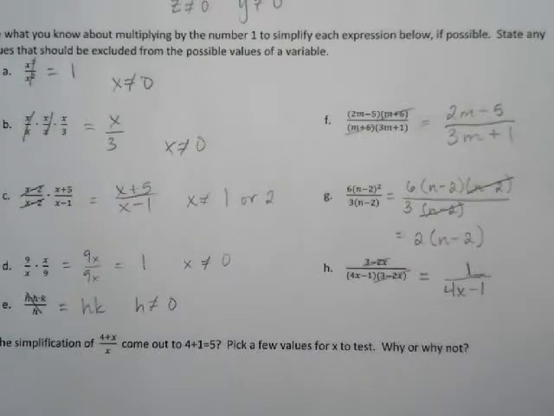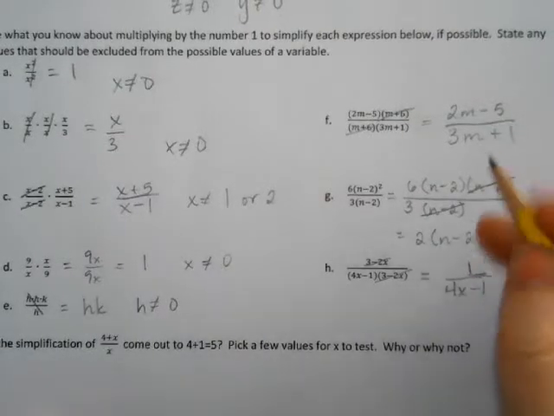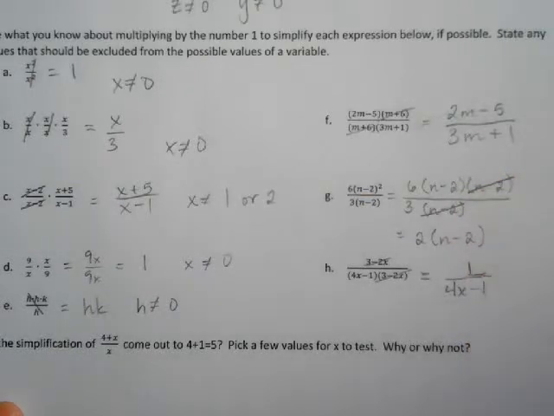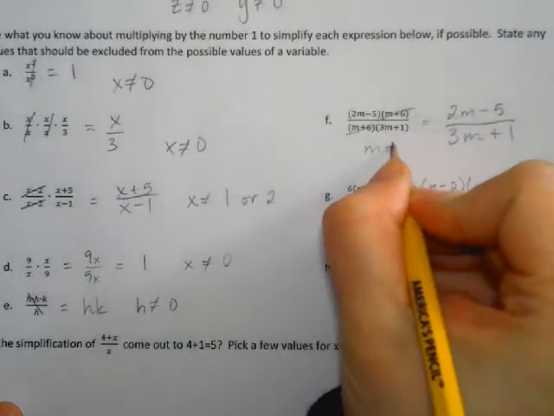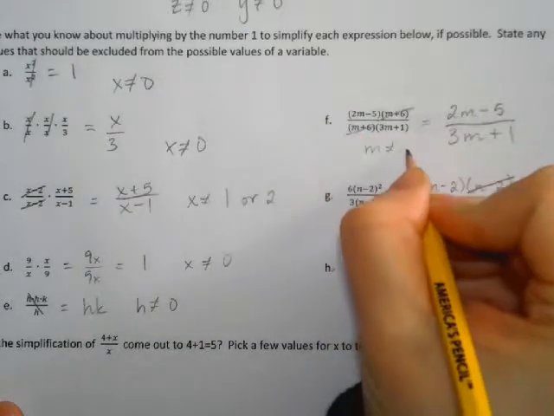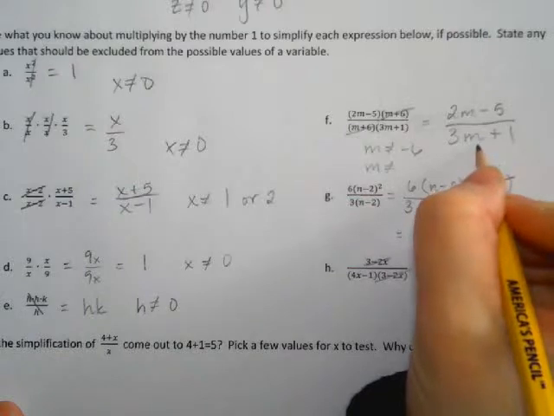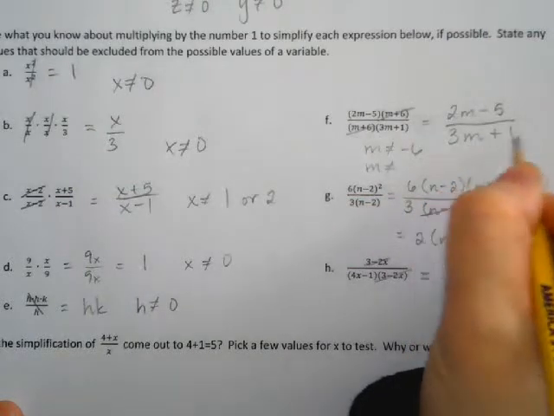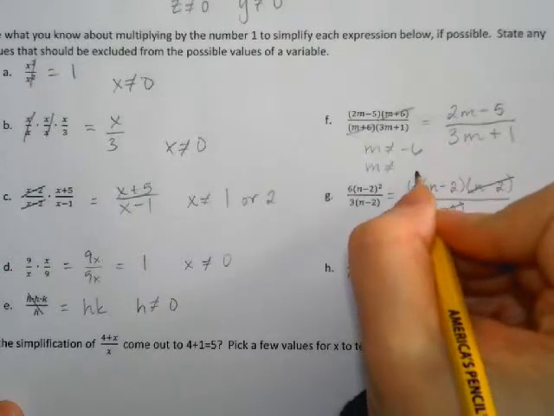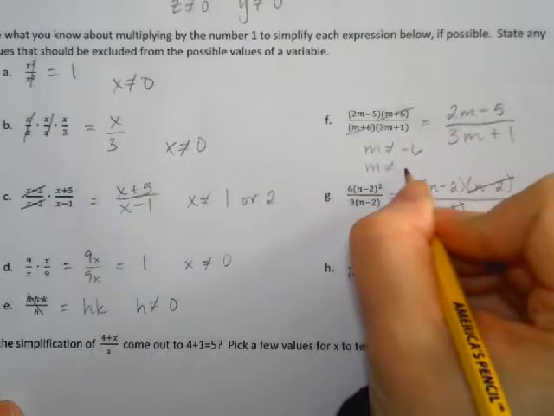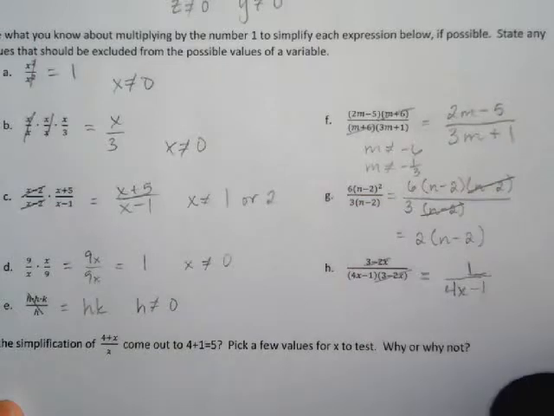Are we still mentioning if something can't be a variable, can't be a number? Oh yes, you're right. I've forgotten that. So on F, if we go back up here, what can M not be? Can't be negative 6 because of that original problem. It also can't be what? What would make the denominator 0 here? Negative 1/3.